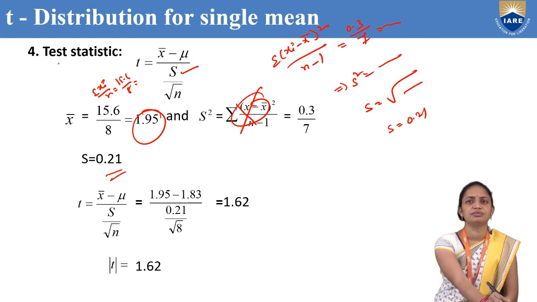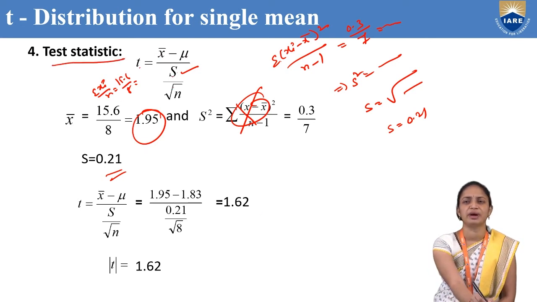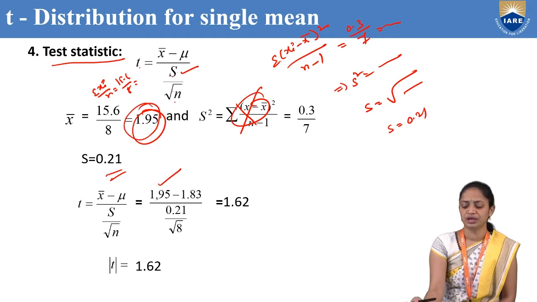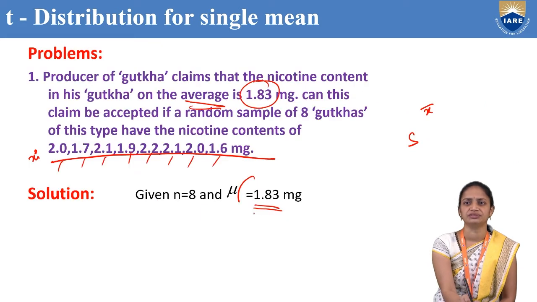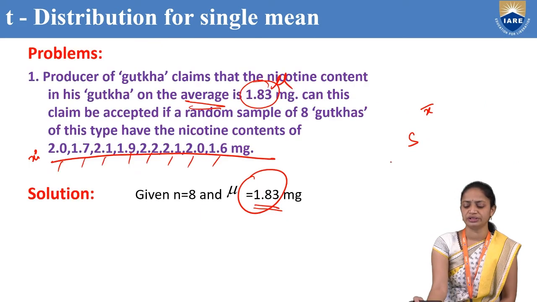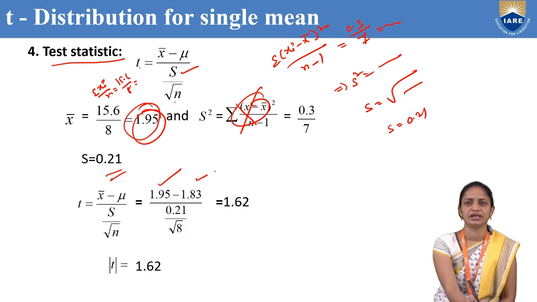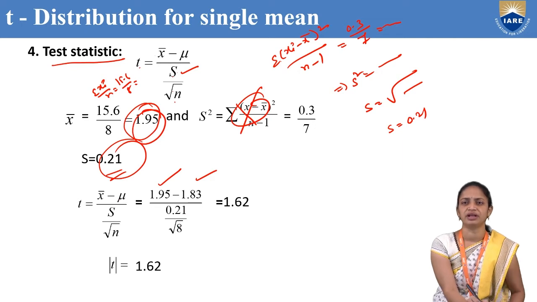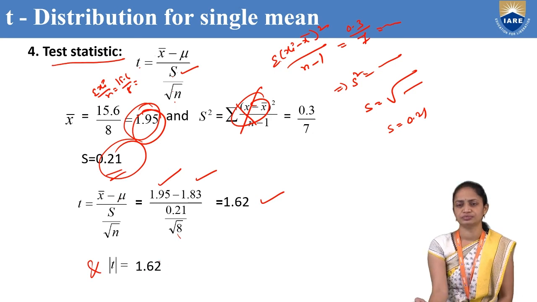So from the test statistic, t equal to x bar minus mu by s by root n, we can substitute the x bar value. The x bar value is 1.95, and the mu value is mentioned in the question: mu is 1.83, divided by the s value. So s is 0.21 divided by root of n, where n is 8. So mod t equal to 1.62.